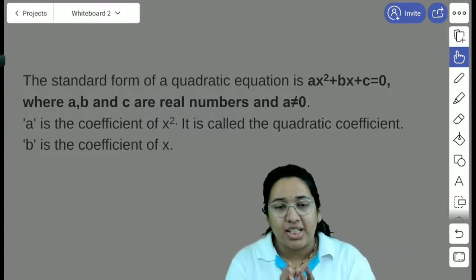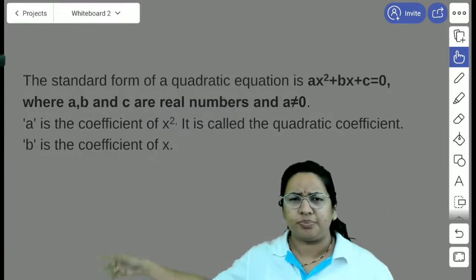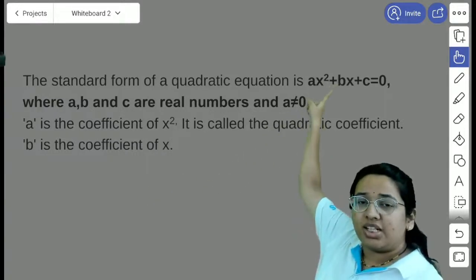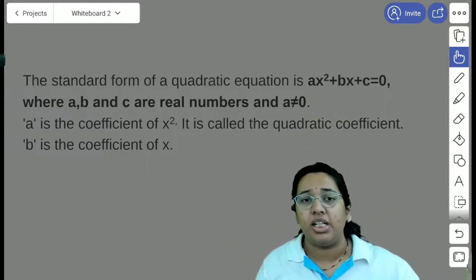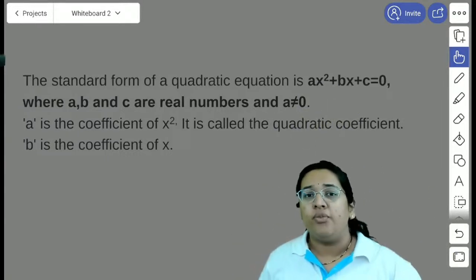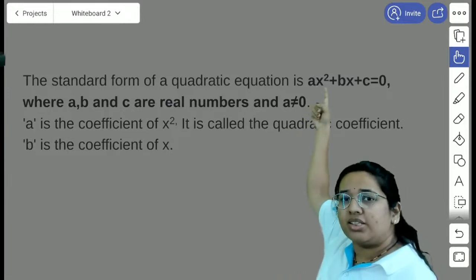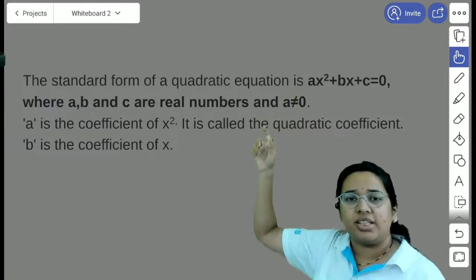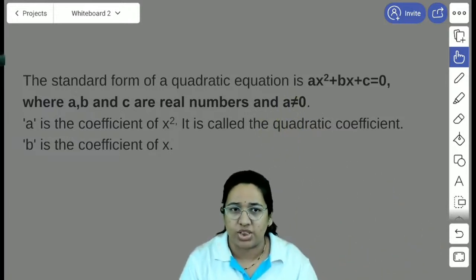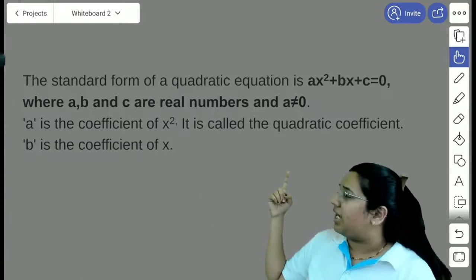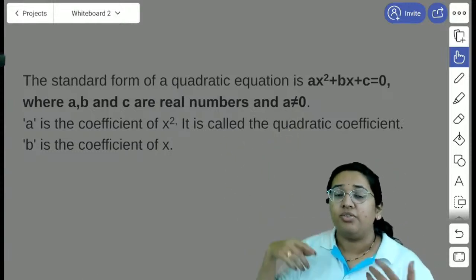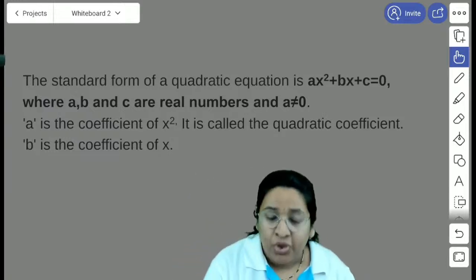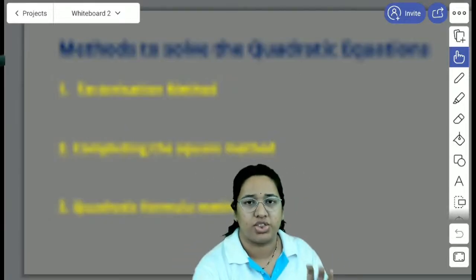Okay. So what is the meaning of a quadratic equation? A quadratic equation is an equation in which the degree should be 2, where the leading coefficient, that is the coefficient of x square, should not be equal to 0. Then only can we say that we have a quadratic equation. So a is the coefficient of x square, which is known as the leading coefficient, b is the coefficient of x, and c is just a constant term.